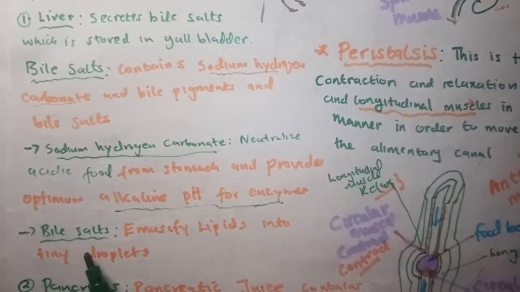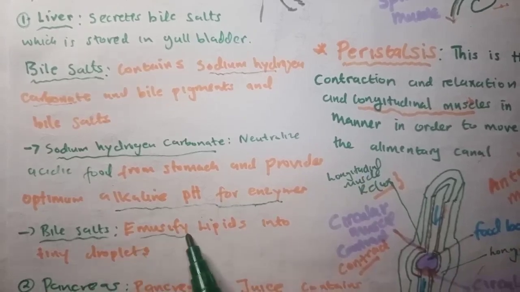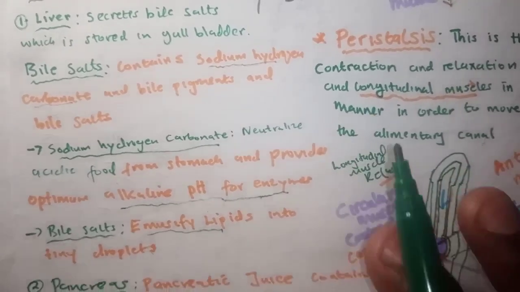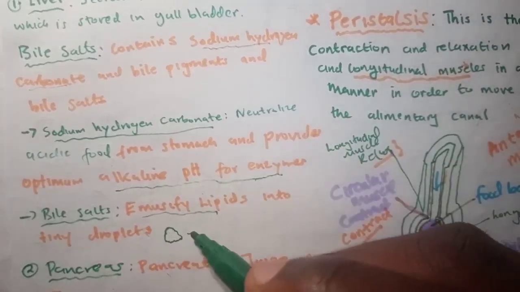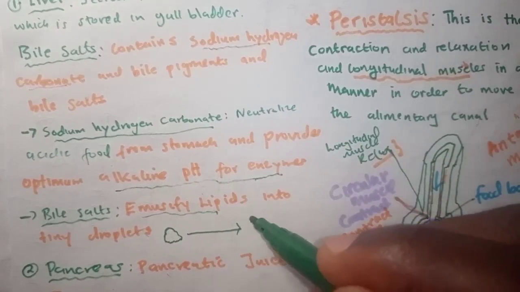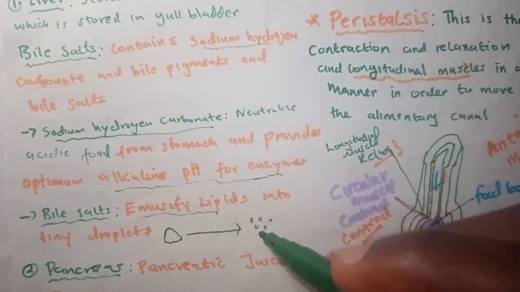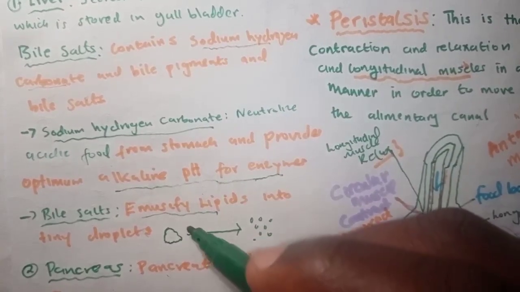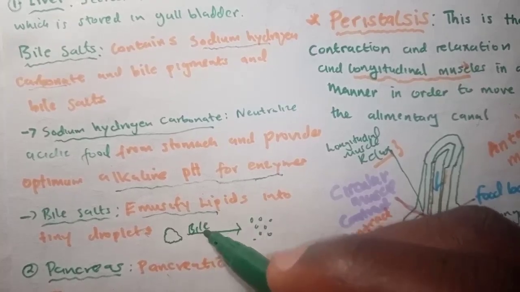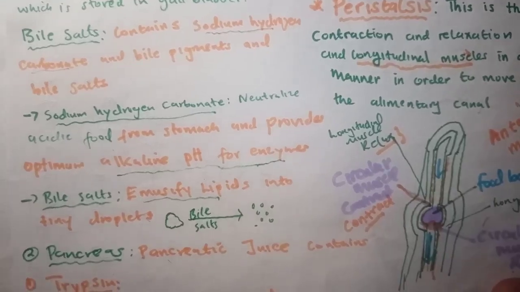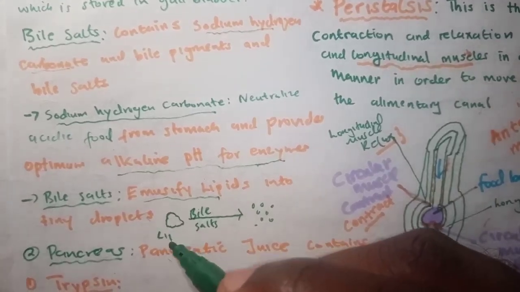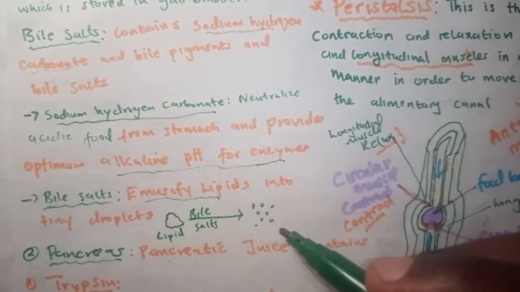Then there are also bile salts that are secreted in the liver. They emulsify lipids into tiny droplets. So you might have lipids, and they are emulsified into tiny droplets. This is because of the bile salts. They emulsify lipids into tiny droplets.